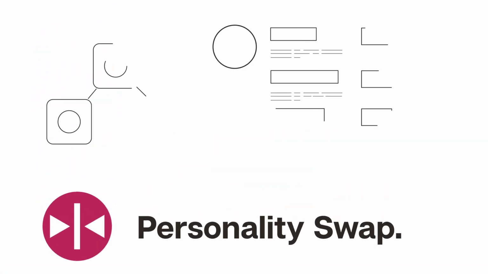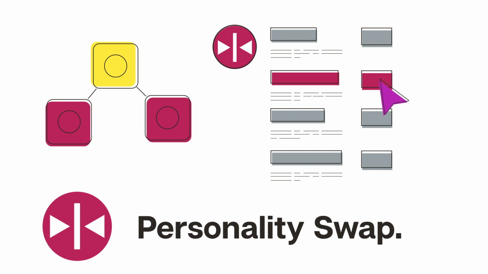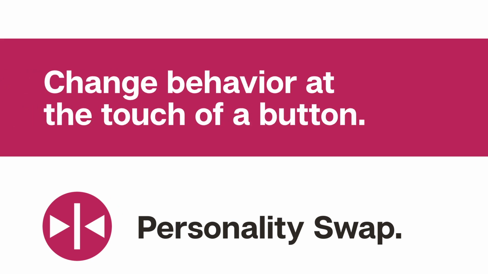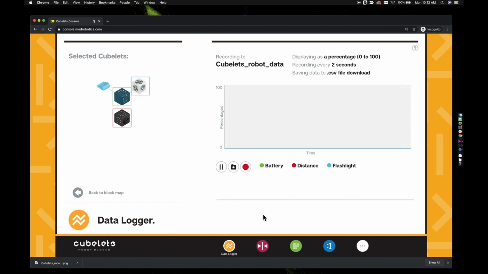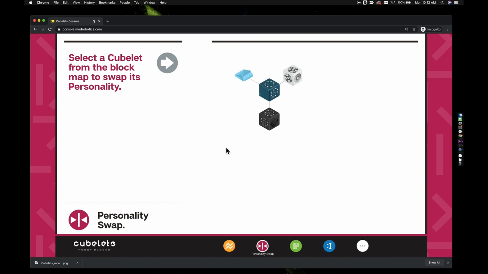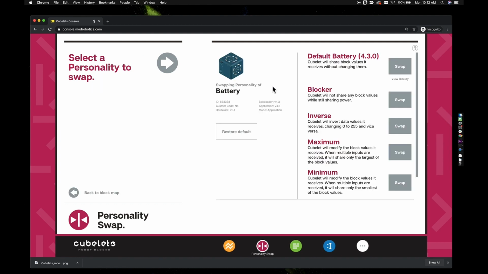Next, let's look at Personality Swap. It's the easiest way to explore the power of programming without any coding. Personality Swap allows you to change the way individual Cubelets behave at the touch of a button. To get to Personality Swap, just click the little icon at the bottom. If you're paired with a robot construction, you'll automatically arrive at the block map. Select a Cubelet to change its personality. This time, I'm going to change the way the battery Cubelet behaves.